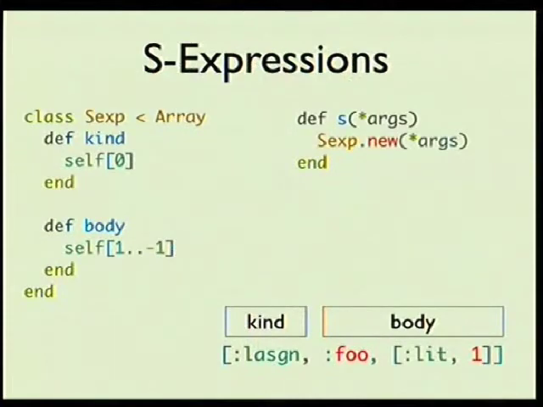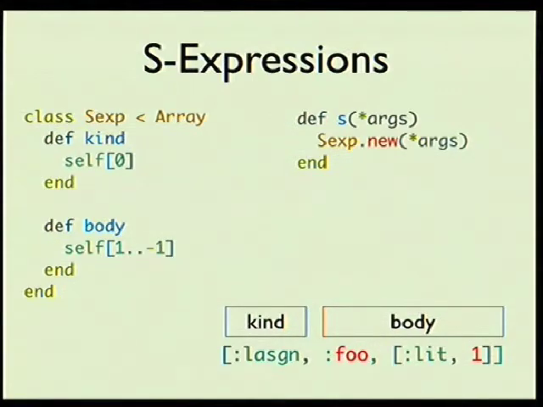A common form that you see this in is something called an SExpression. An SExpression is really just the tree represented as nested arrays, whereby the first element in that array represents a type. So on the bottom right, you can see this is actually the AST for assigning foo equals 1. So this is just nested arrays in Ruby, and the first element is always a symbol that represents the type of operation you're doing.